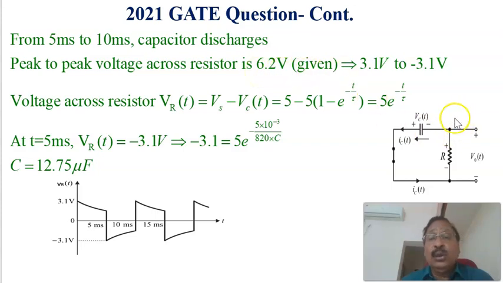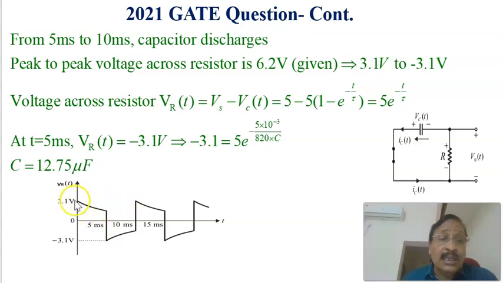The peak to peak voltage across the resistor is given as 6.2 volts. That means the voltage across this resistor is changing from plus 3.1 volts to minus 3.1 volts. The voltage across the resistor VR(t) is equal to the input voltage minus the capacitor voltage. The input voltage is 5 volts, so 5 minus 5 into 1 minus e raised to minus t by tau, which means 5 into e raised to minus t by tau. That is the voltage across the resistor.